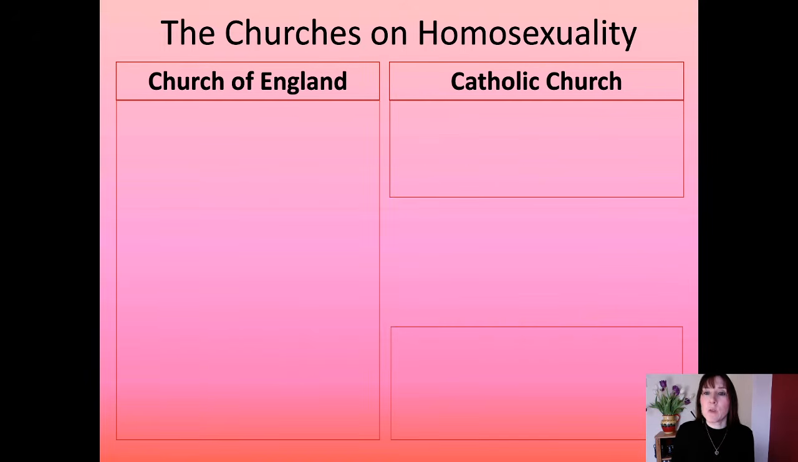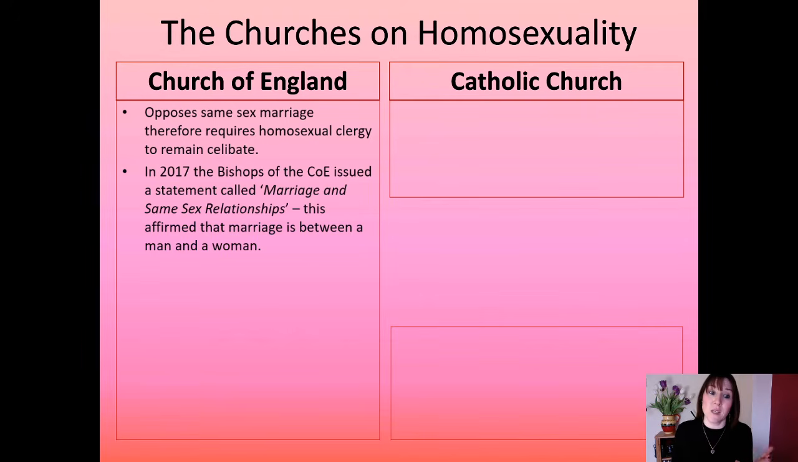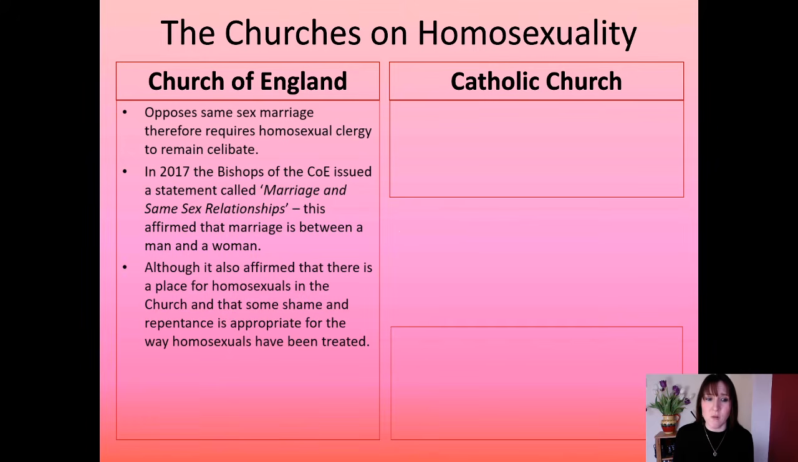The Church's stance on homosexuality. The Church of England opposes same-sex marriage, therefore requires homosexual clergy to remain celibate. So because you can't marry, you can't have sex, but they will appoint somebody that is homosexual into their clergy as long as they're not practicing. In 2017, the bishops of the Church of England issued a statement called Marriage and Same-Sex Relationships. This affirmed that marriage is between a man and a woman, so that's 2017, quite recent.